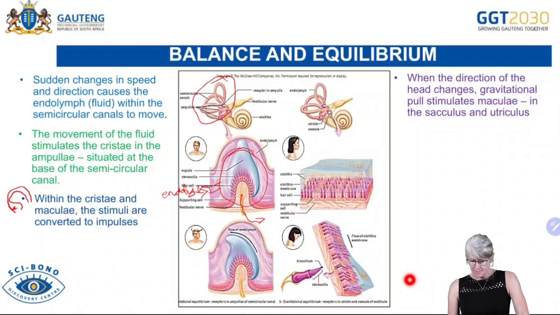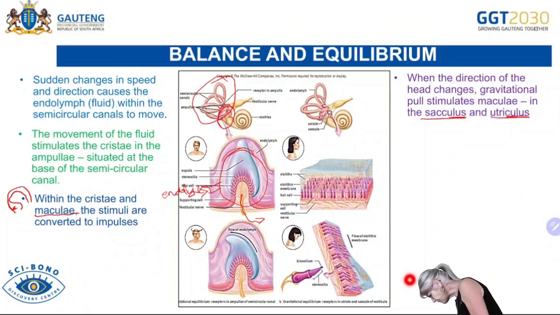Okay, and then also the other receptors that we have in our ear are called the maculae, and the maculae are found in the sacculus and the utriculus of the vestibular apparatus, so that's that part there, and they are sensitive to gravity. So if I bend down like this and have a look at something on the ground, I'm not going to fall over.